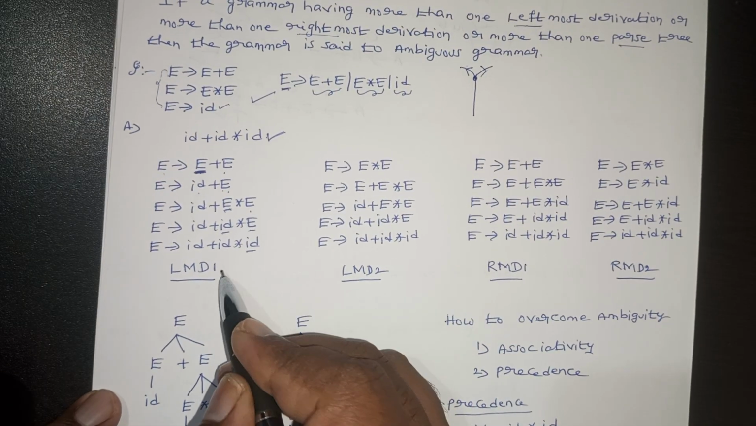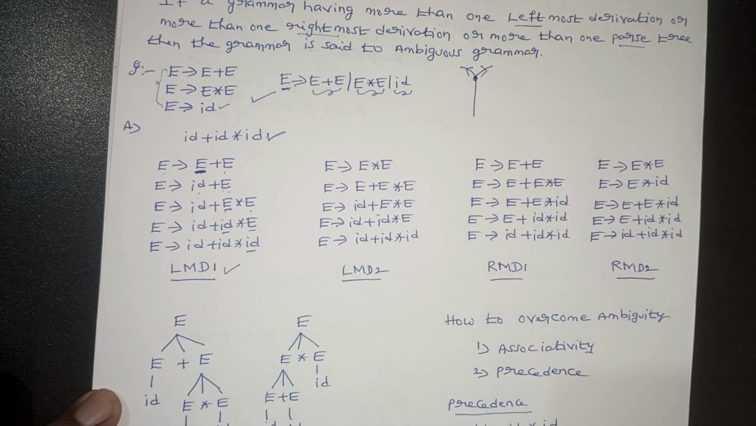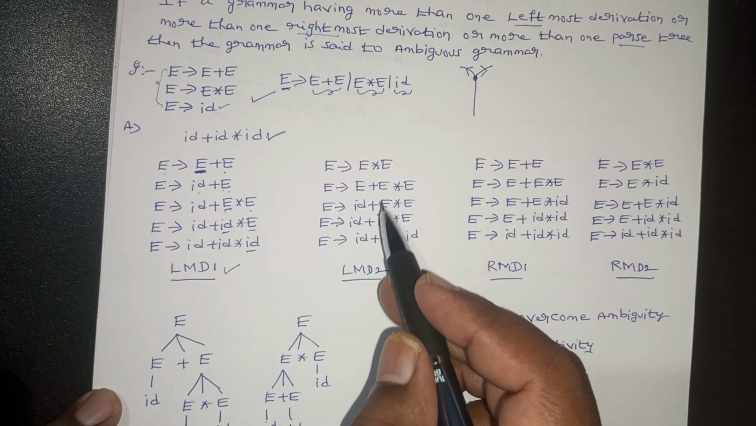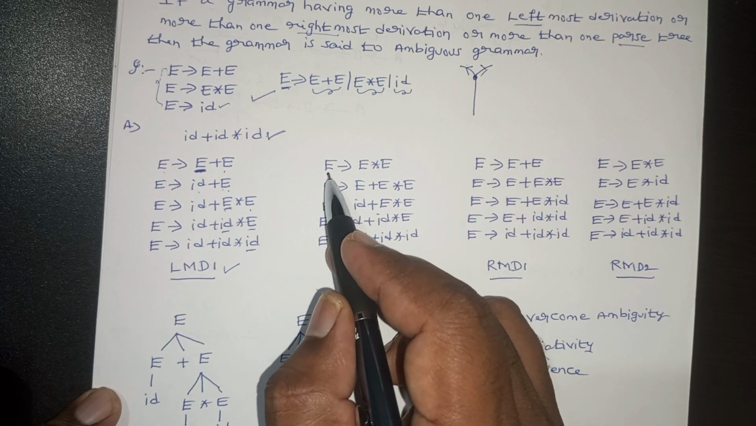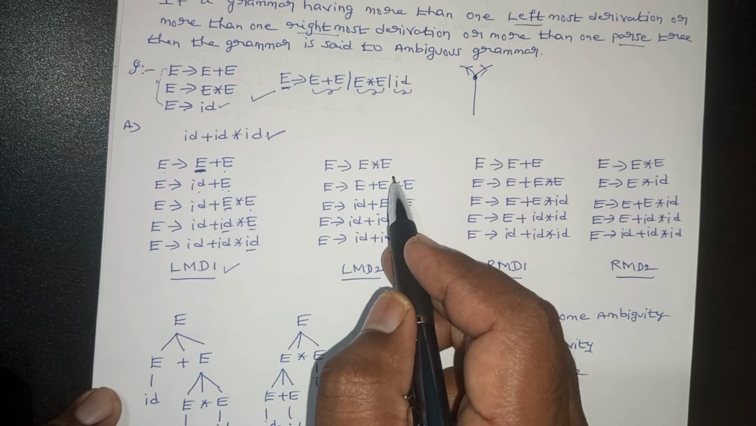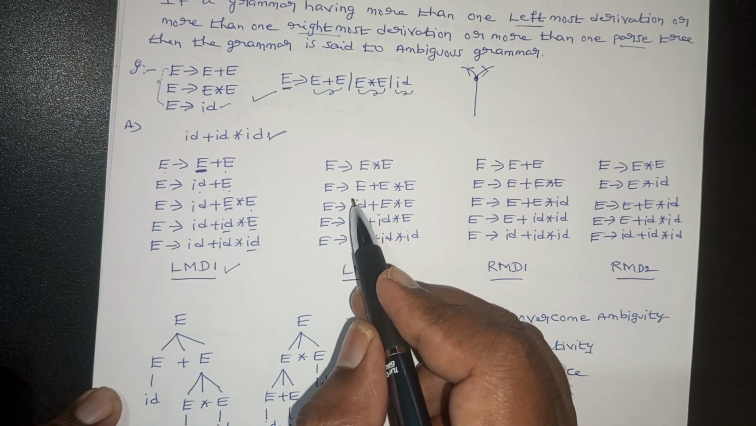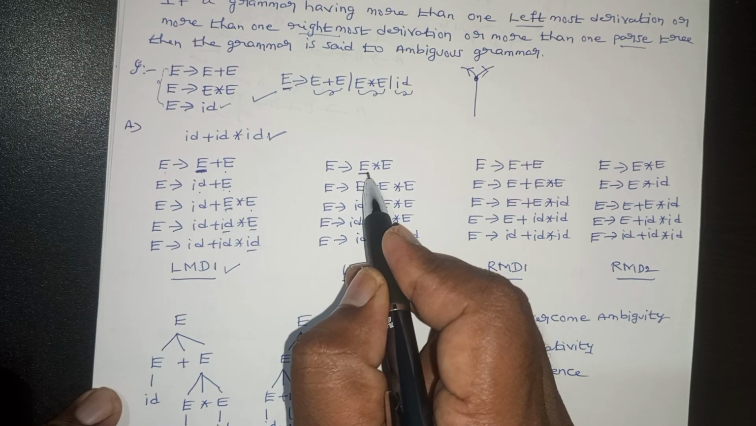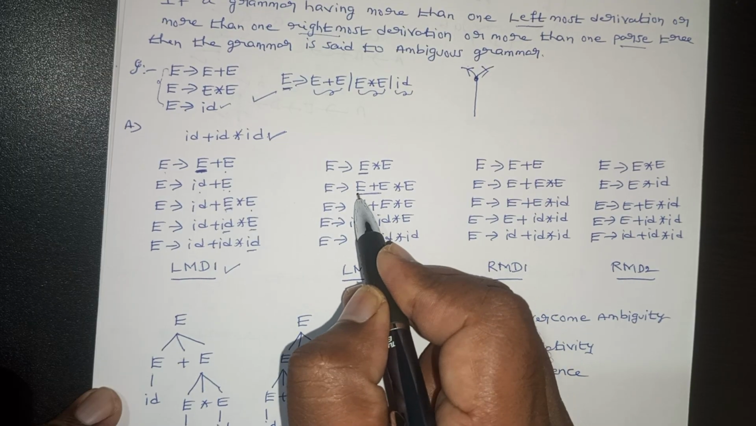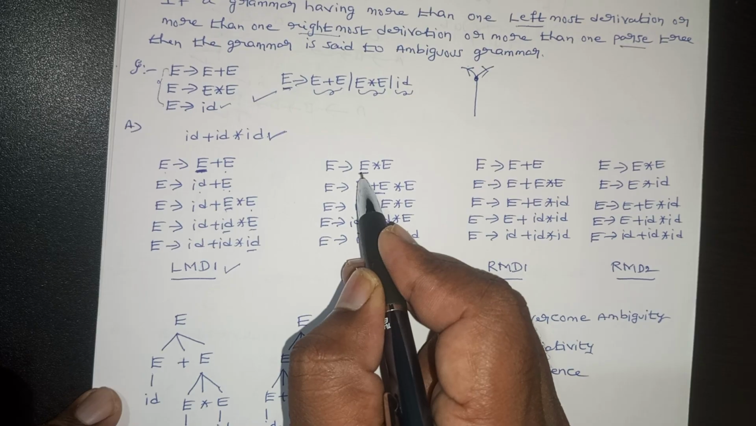Now, is there any chance? I have to check whether there is one more chance of getting an LMD. Now I am taking E tends to E star E. In the place of capital E, I am writing E plus E. That is leftmost derivation.